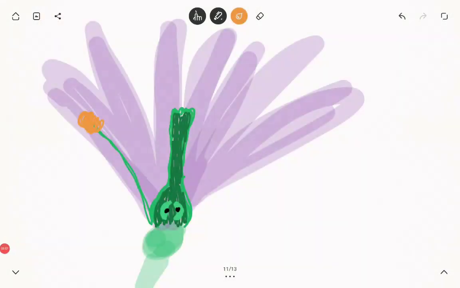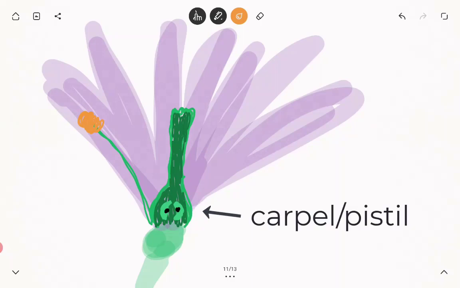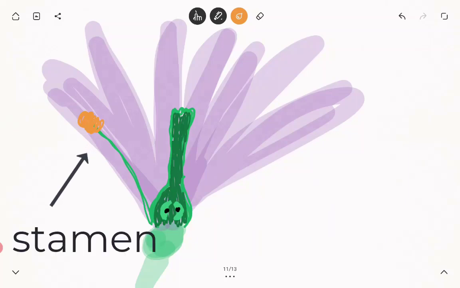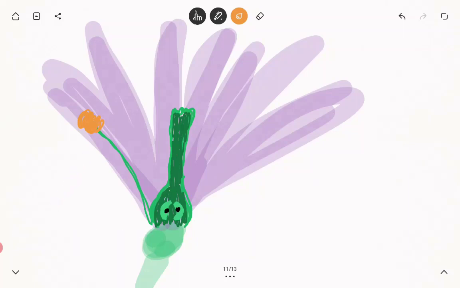Okay, so I just redrew some of these pieces just for simplicity's sake. So again, the carpel or the pistil, that's the female reproductive structures right there in the middle. The stamen, which contains the anther and the filament, produces the pollen. Okay, so how does reproduction happen?